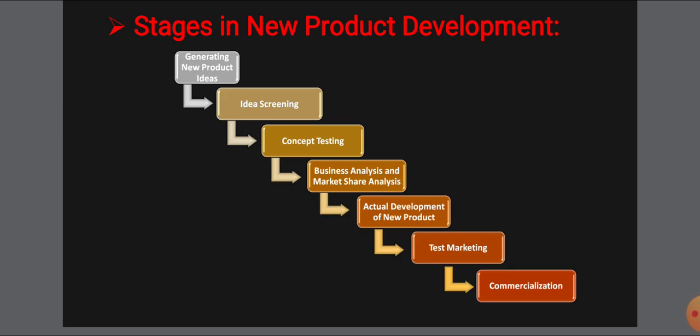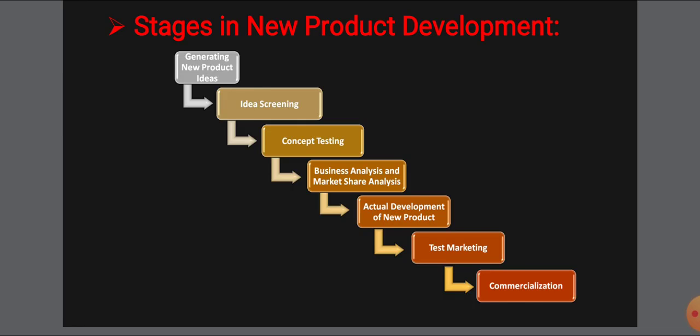Then the fifth stage is the actual development of the new product. The sixth stage is test marketing, and the last stage is the commercialization of that particular product. Now we will start with the first stage, generating new product ideas.